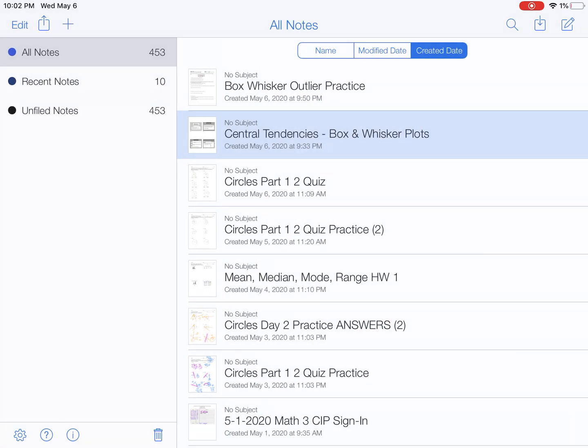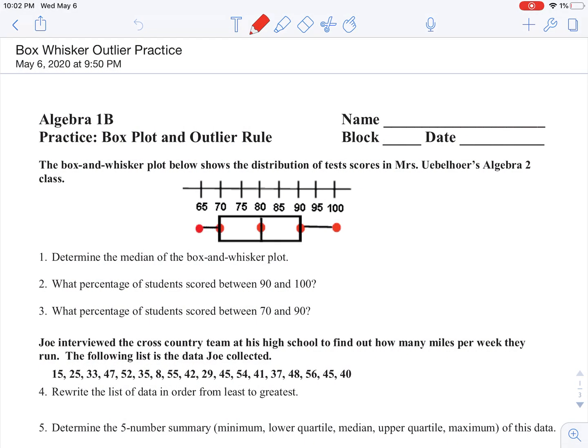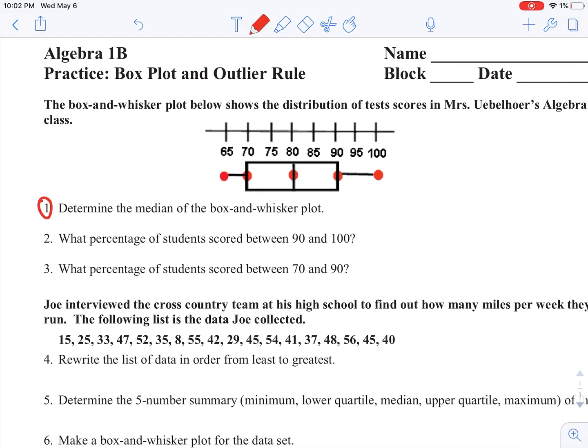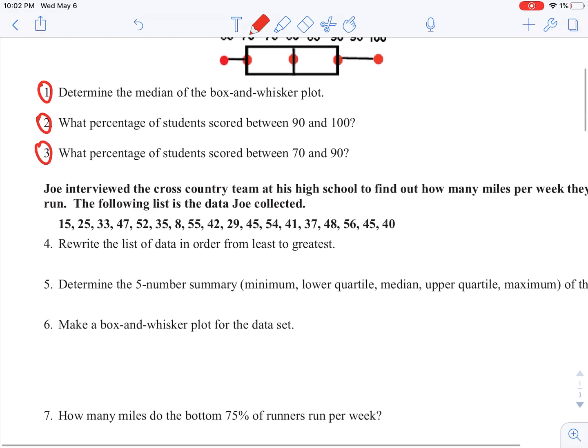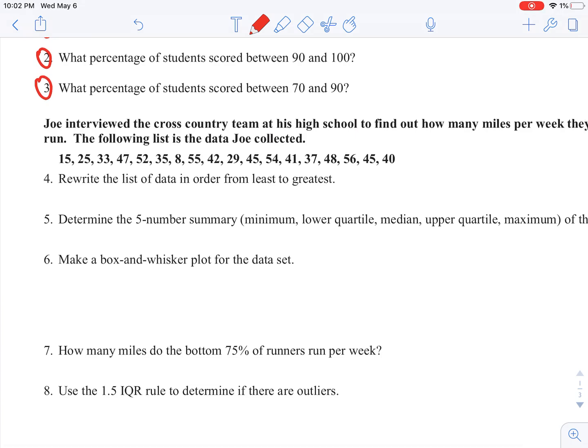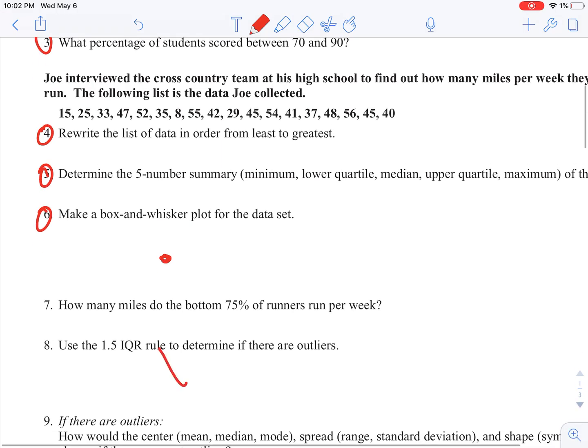Let's go to the homework. You're going to do 1, 2, and 3. All you have to do is answer the questions. Now, on this one, you're going to do 4, 5, and 6. You don't have to do 8. You do have to do 7.